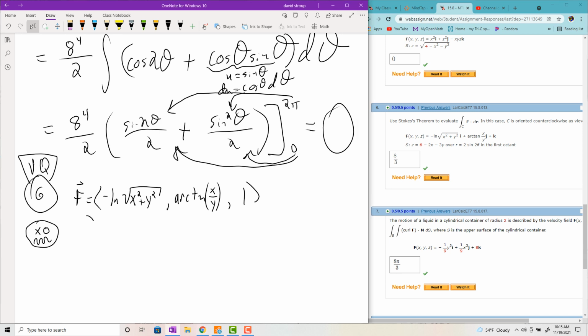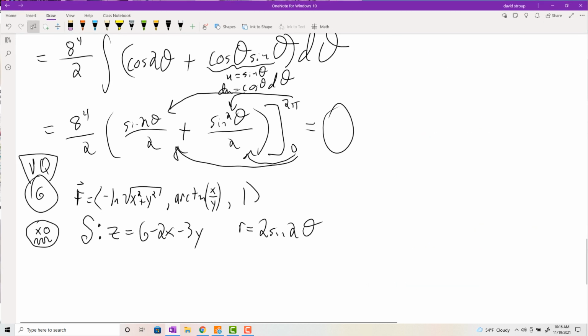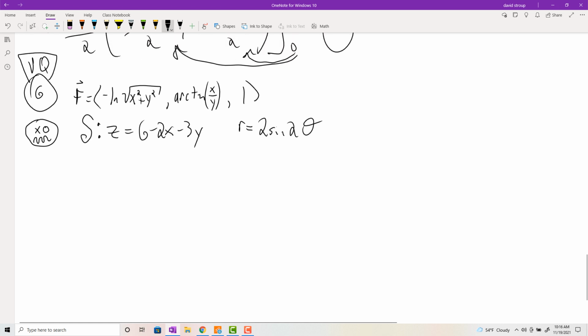But anyways, okay, so z equals 6 minus 2x minus 3y, and this time we're integrating over the region r equals 2 sine of 2 theta. Okay, so the fact that we're integrating over a polar region kind of tells you we're probably going to be doing a polar integral. First, let's go ahead and get the curl business out of the way, and then we'll worry about the region that we're integrating over.